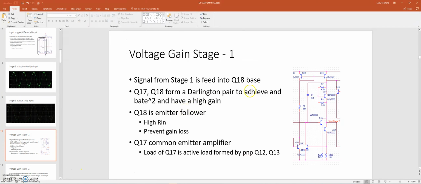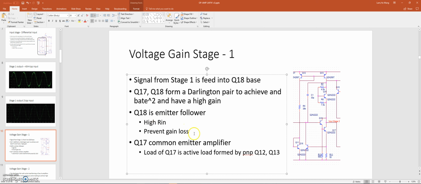Then let's move on to the second one. The second stage is the main gain stage. The signal from stage 1 is sent to Q18 here. Q18 and Q7 are acting as a Darlington pair. I'll go into the detail later.